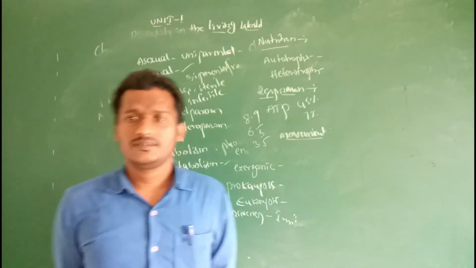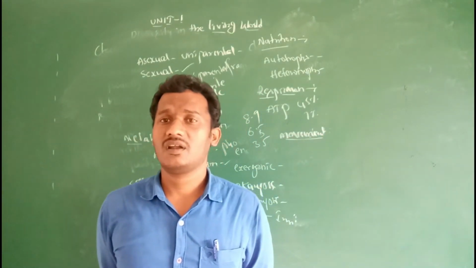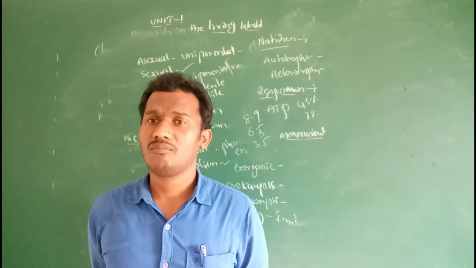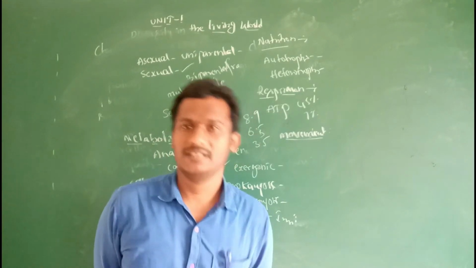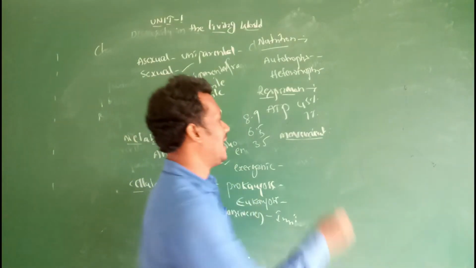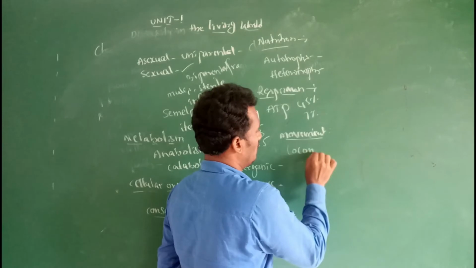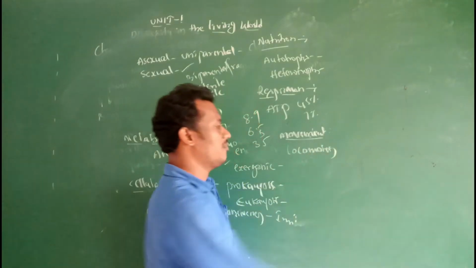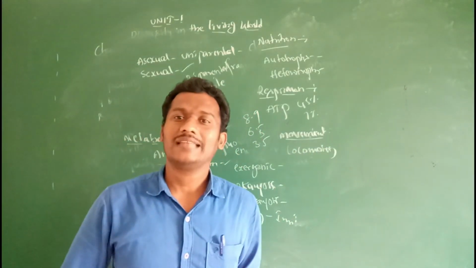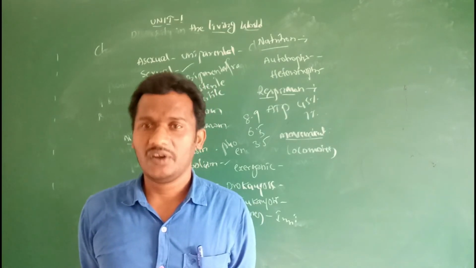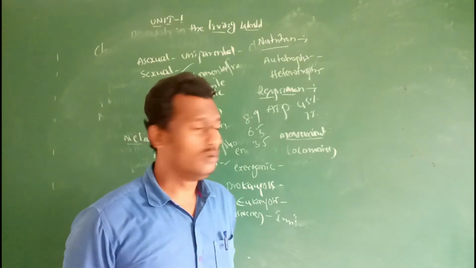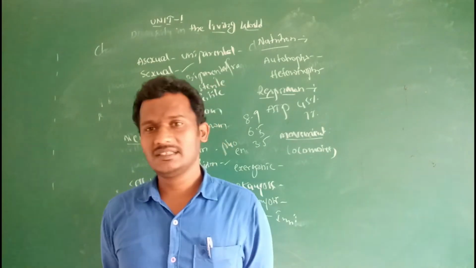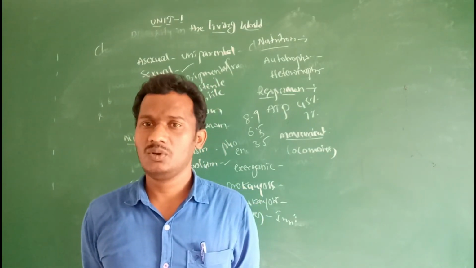So animals and some unicellular organisms show movement. That means moving from one place to another place. This ability is known as locomotion. Locomotion is nothing but the ability of organisms to move from one place to another place.